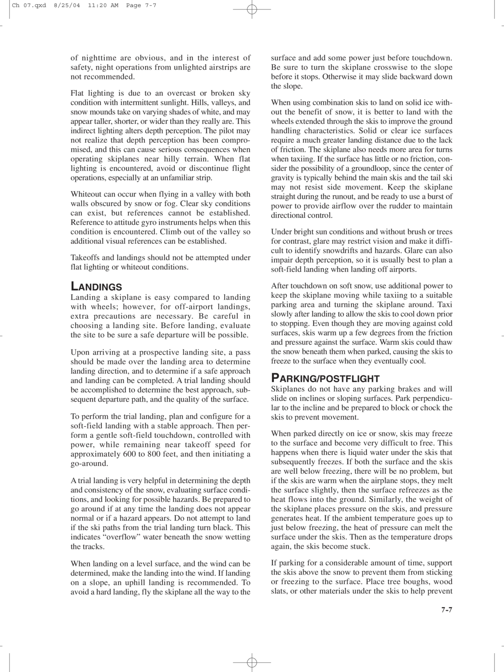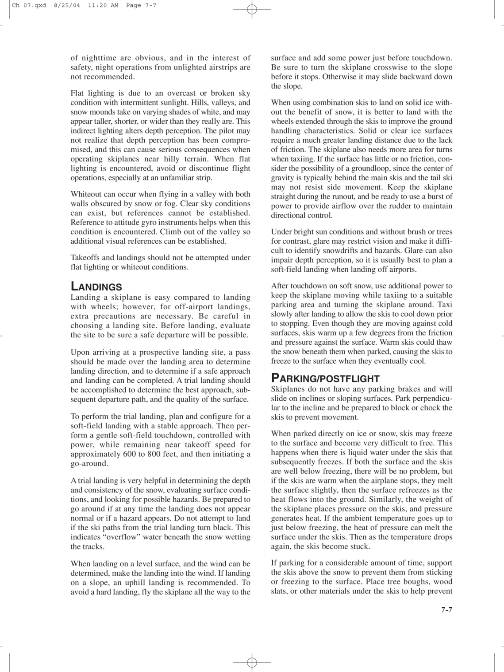When using combination skis to land on solid ice without the benefit of snow, it is better to land with the wheels extended through the skis to improve the ground handling characteristics. Solid or clear ice surfaces require a much greater landing distance due to the lack of friction. The skiplane also needs more area for turns when taxiing. If the surface has little or no friction, consider the possibility of a ground loop, since the center of gravity is typically behind the main skis and the tail ski may not resist side movement.